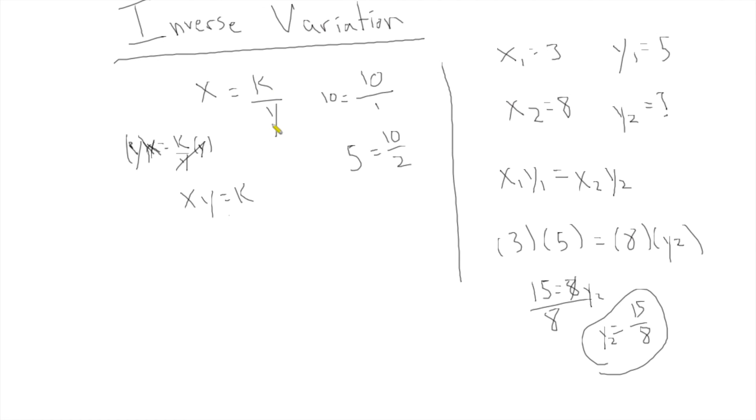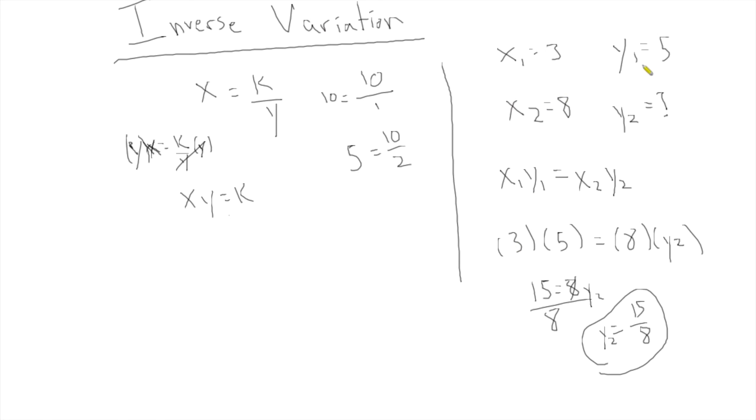But there's a quicker way to do it, and the quick way is to remember we saw that x and y have to multiply to some number every time. So the first x and y, when you multiply them together, they have to equal the same number you get when you multiply the second x and y, assuming all these x's and y's are inversely related by the same amount, which they would be in a problem. So we just have to plug our numbers in.